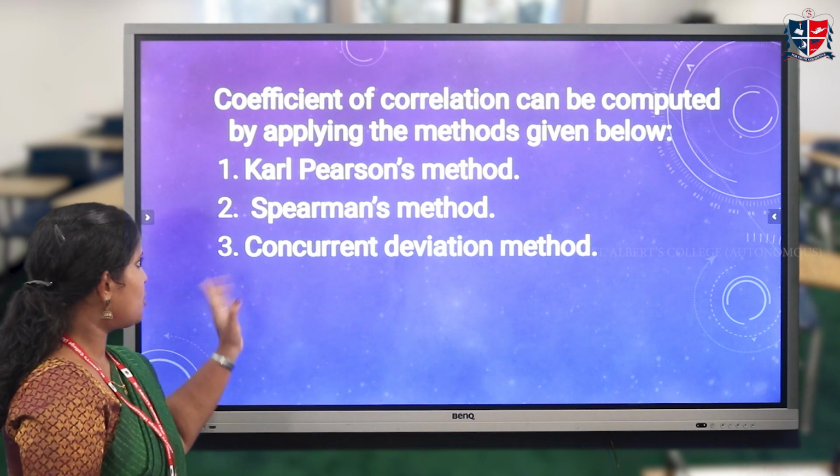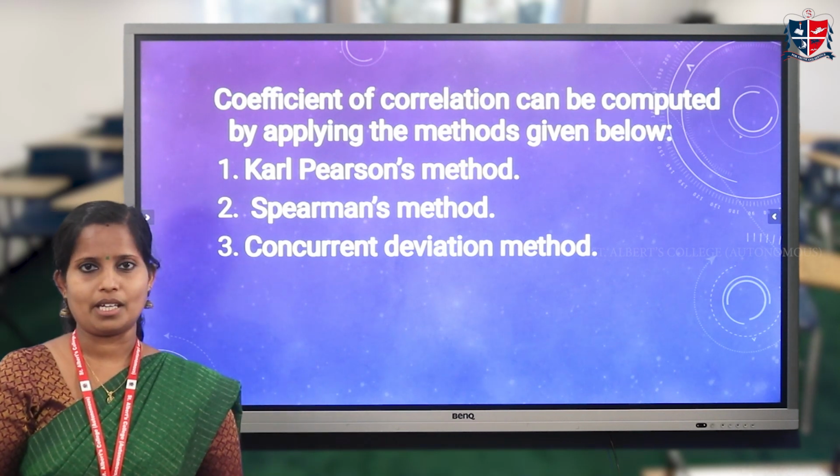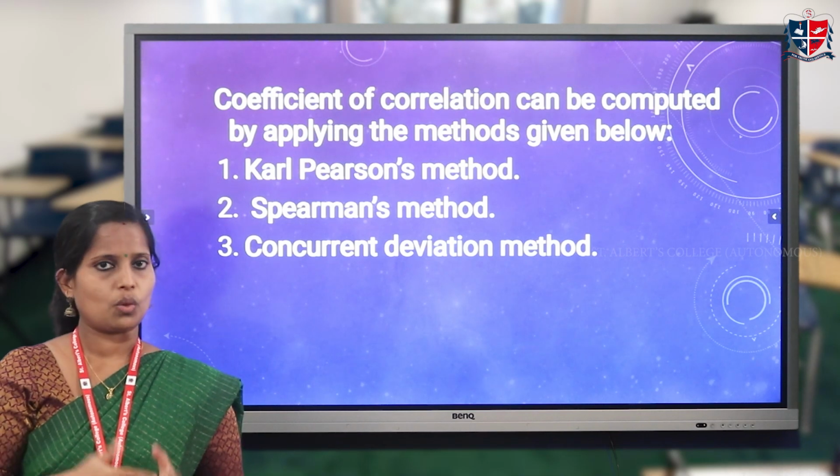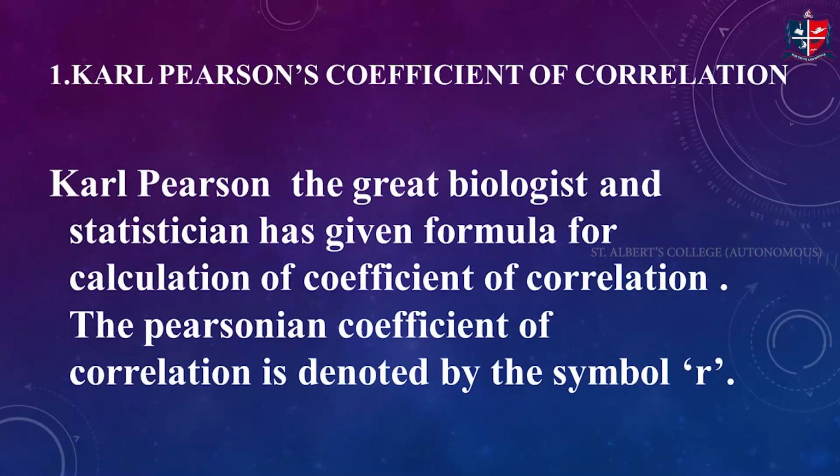So the first two have the major applications for finding the correlation coefficient between two variables. We are going to explain the first two. The first thing is called Pearson's correlation coefficient.